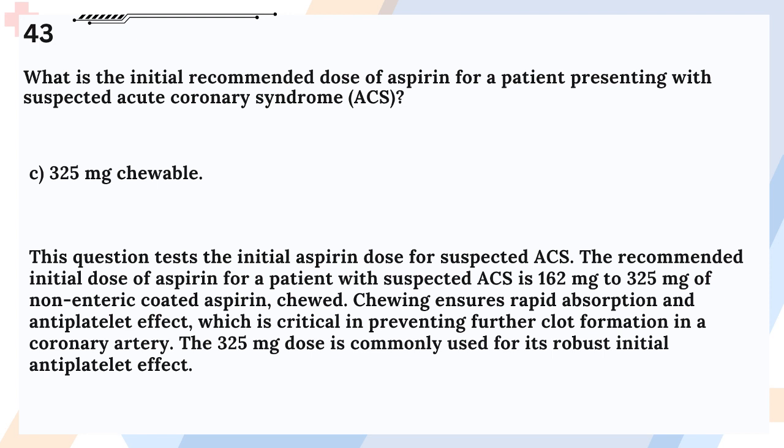Answer: C. 325 mg chewable. This question tests the initial aspirin dose for suspected ACS. The recommended initial dose of aspirin for a patient with suspected ACS is 162 mg to 325 mg of non-enteric-coated aspirin, chewed. Chewing ensures rapid absorption and antiplatelet effect, which is critical in preventing further clot formation in a coronary artery. The 325 mg dose is commonly used for its robust initial antiplatelet effect.